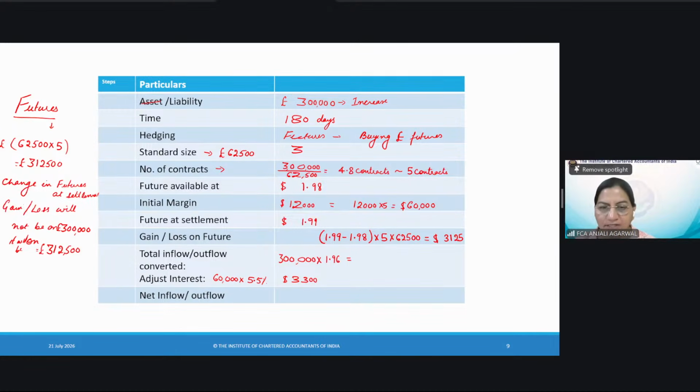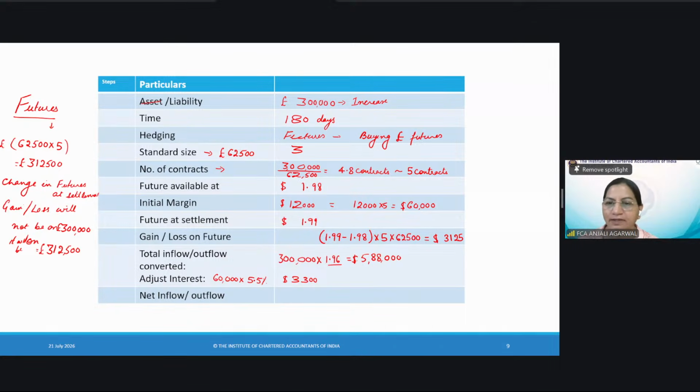It is not always necessary that it is 1.99. There would be some difference between the futures at settlement and the spot price. So 300,000 into 1.96, the spot price comes out to be $5,88,000. I have taken this 1.96 based on the probabilities of the previous question only. So what is your net inflow or outflow?